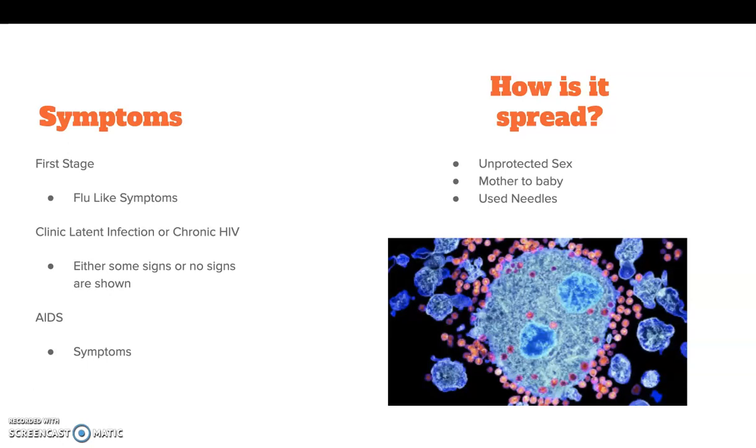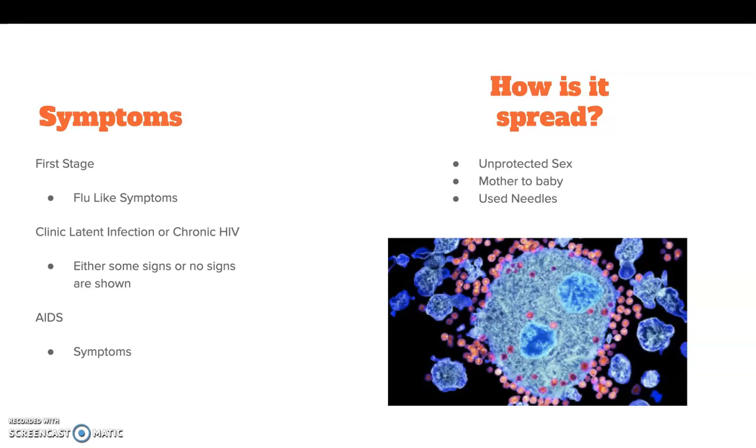Many times these symptoms last for many weeks, and some may not notice them. The infection is able to spread more easily due to the amount of pathogen that is in the bloodstream. So next is the clinical latent infection, or the chronic HIV stage. This can sometimes show no signs or symptoms. Other times, persistent swelling of lymph nodes can occur.